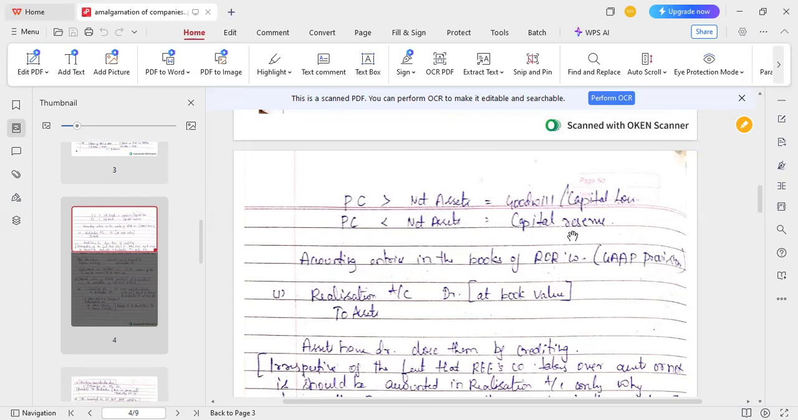When the purchase consideration paid by the transferee company is lesser than the net assets worth, then it goes to the capital reserve account. So this is a simple explanation. Just make a note of it. Purchase consideration which is greater than the net assets will be equal to goodwill or capital loss, or when purchase consideration is lesser than the net assets, it's equal to capital reserve.